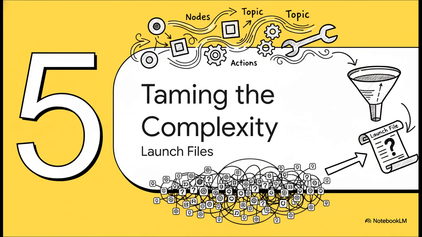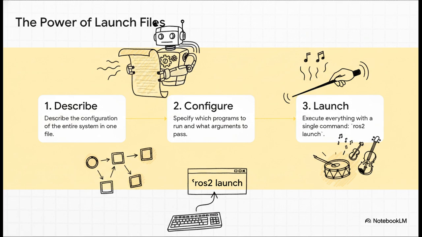Okay, so this is all great, right? We have nodes, topics, services, actions, a whole language for robots. But think about it. A really complex robot could have hundreds of these nodes running all at once. So how in the world do you launch all of that at once and make sure everything is configured and talking to the right thing? It sounds like a nightmare. The answer is actually super elegant. It's something called a launch file.